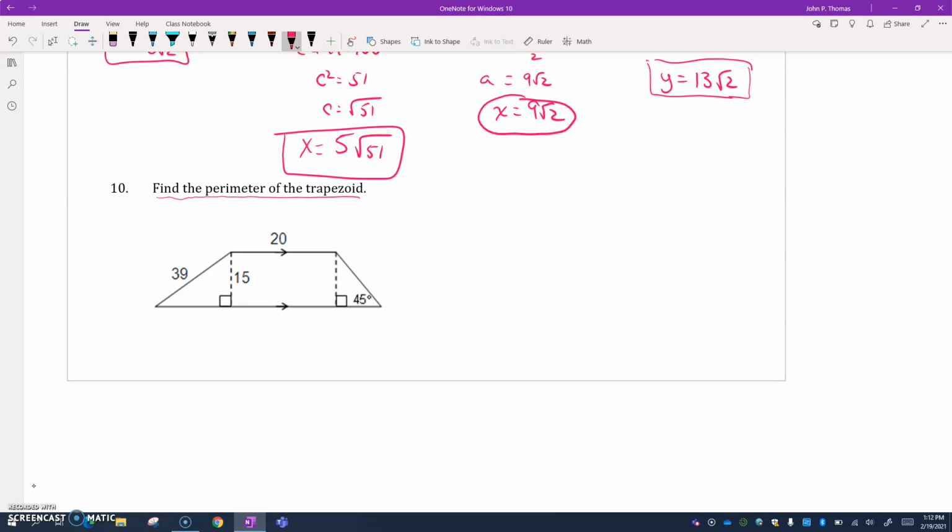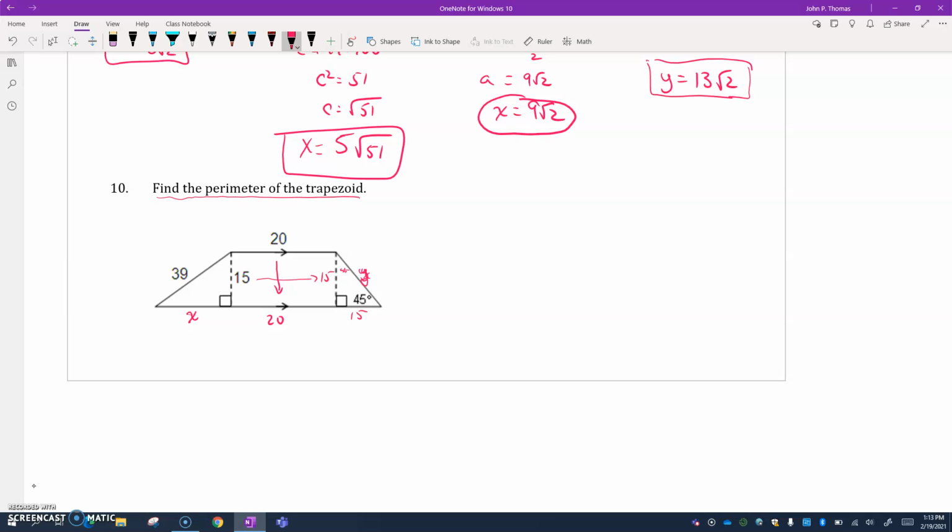So I need to look at the pieces that are missing. First of all, I know that 20 carries straight down because I've got a parallelogram there. So I need this piece here. I need that x. I can also carry this 15 over. So we got 15 there. And now it's 45, 90, 45, so I can carry that 15 down here as well, which means I just need this side out here.